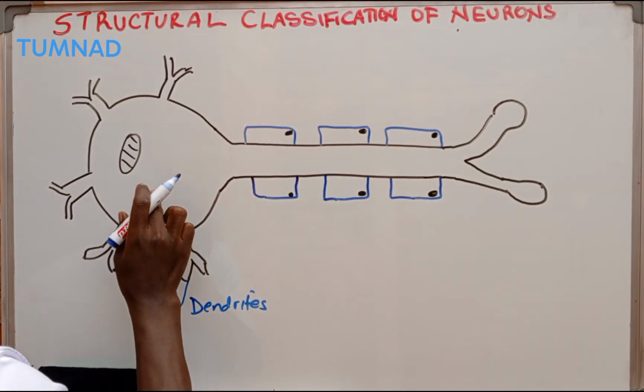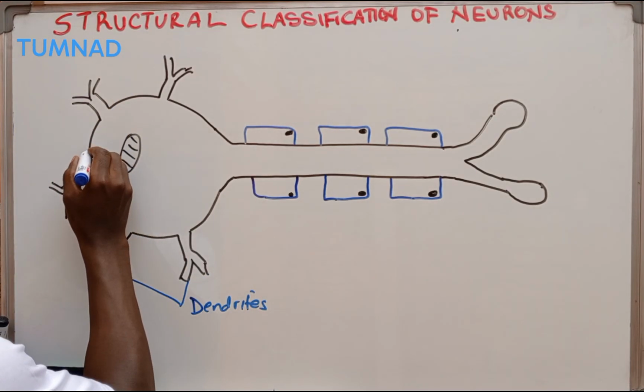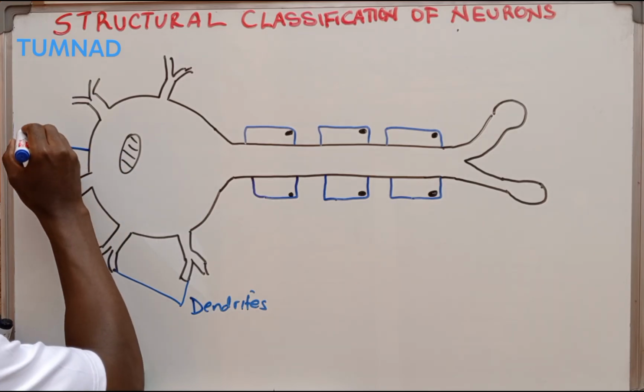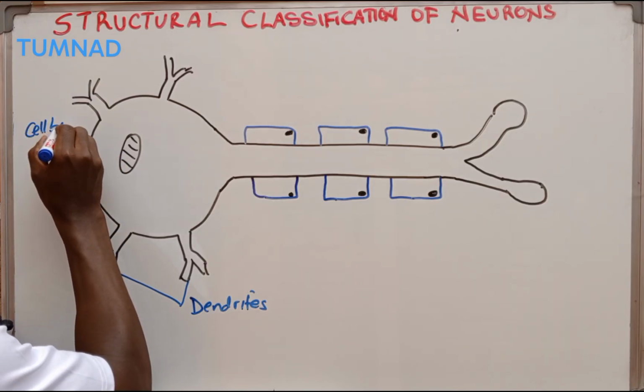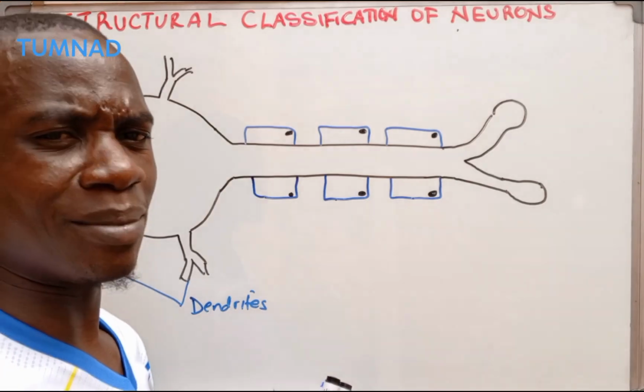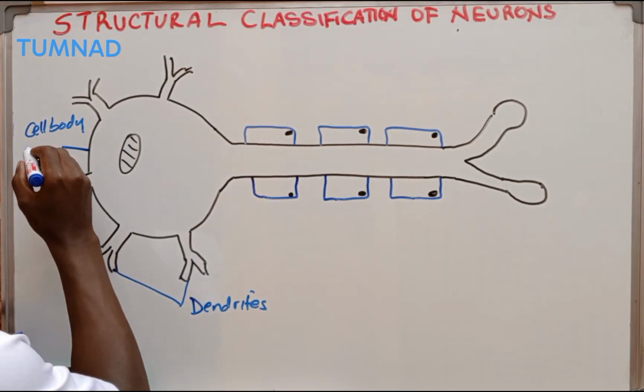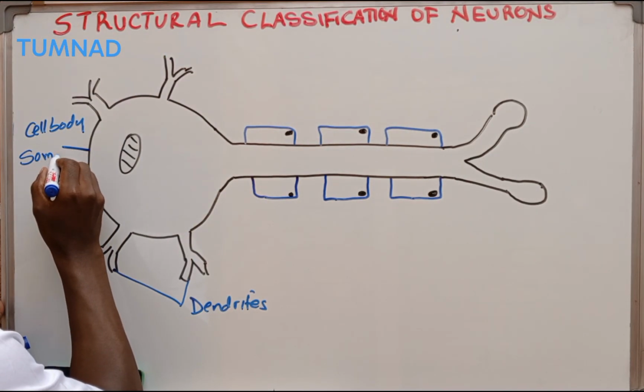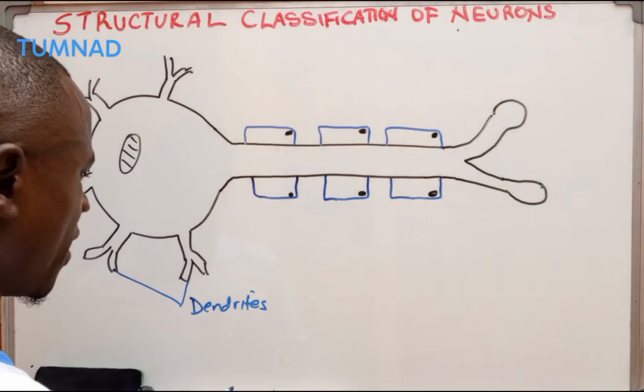And of course, the whole of this structure here, this one is what we call the cell body, or you may find some other terms such as soma. Okay, you may find some other people calling it the soma.